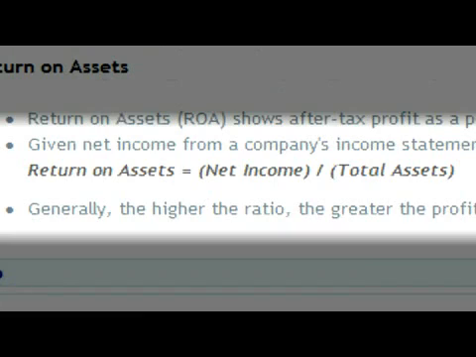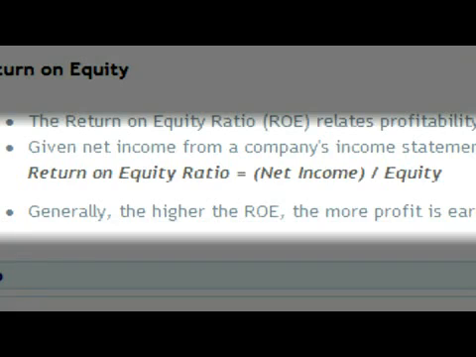The first specific ratio is the return on assets ratio. This is calculated by taking net income and dividing it by total assets. This helps people understand how well the company is taking its assets and converting it into direct profits. The second profitability ratio is return on equity. This helps shareholders understand how well their invested capital is being utilized and how efficiently it's being turned into profits as well.